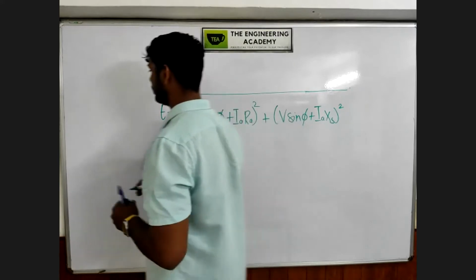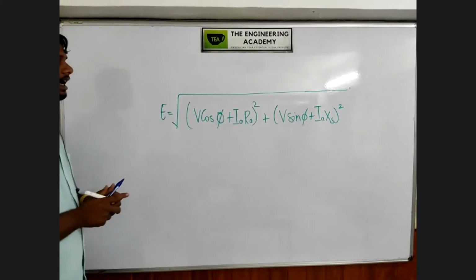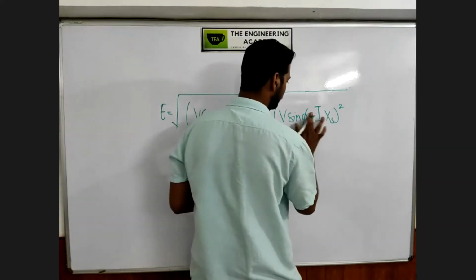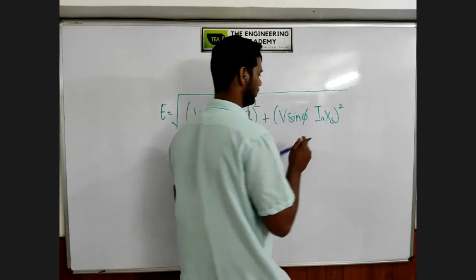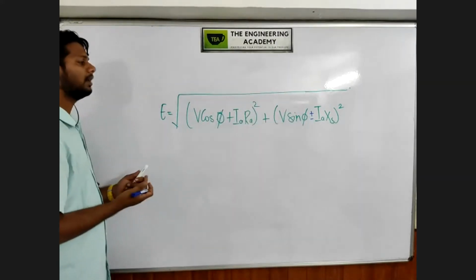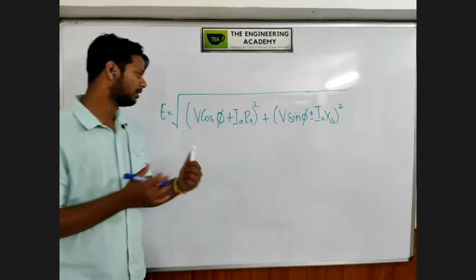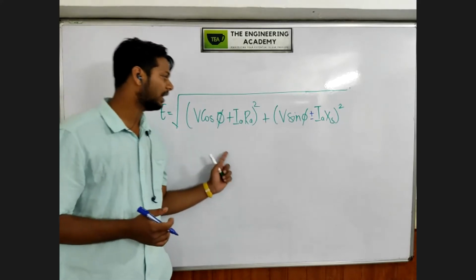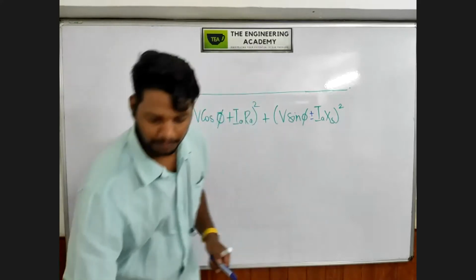So the induced EMF in a salient pole machine will be given as E = √[(V cos phi + IaRa)² + (V sin phi ± IaXs)²]. When to use plus and when to use minus, I will tell you later. But for now, this is the one formula. Okay?